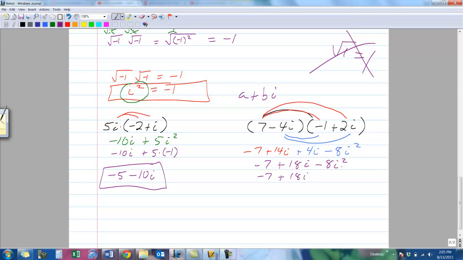What's negative 8 times negative 1? This would be plus 8. All right, i squared made this negative 8 become plus 8. So now combine like terms again, because now we have new constants. Negative 7 plus 8 is 1 plus 18i. That would be your final answer.